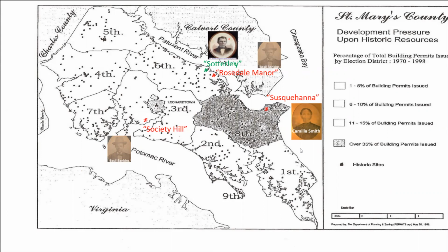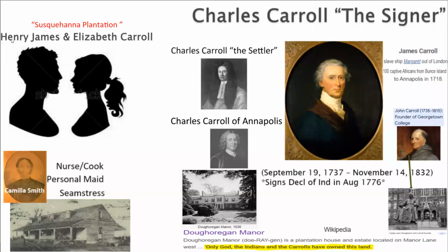She spent the first 33 years of her life enslaved on this plantation, working for a family called the Carrolls, specifically Henry James and Elizabeth Carroll. She was the nurse, cook, personal maid to Elizabeth Carroll and the seamstress on Susquehanna Plantation.